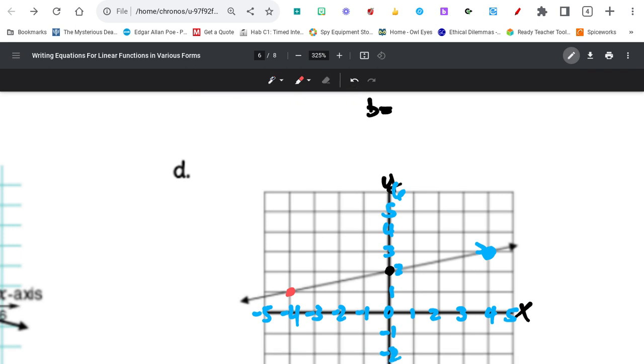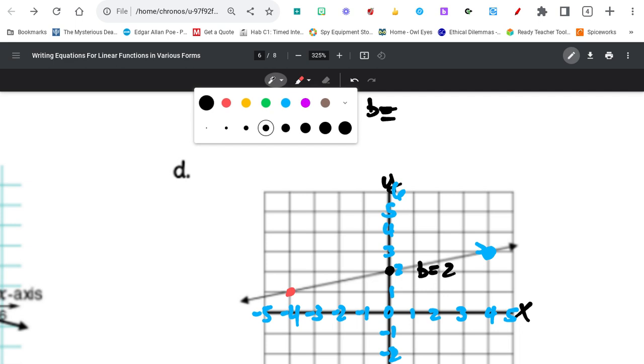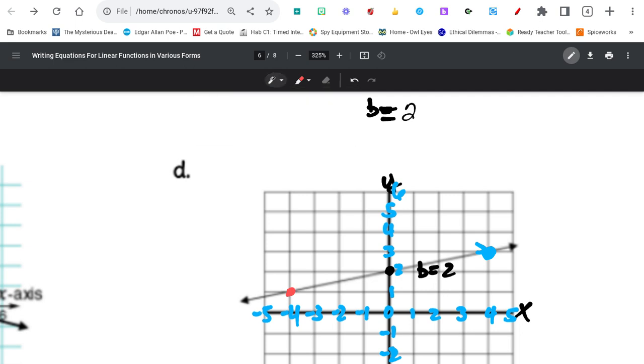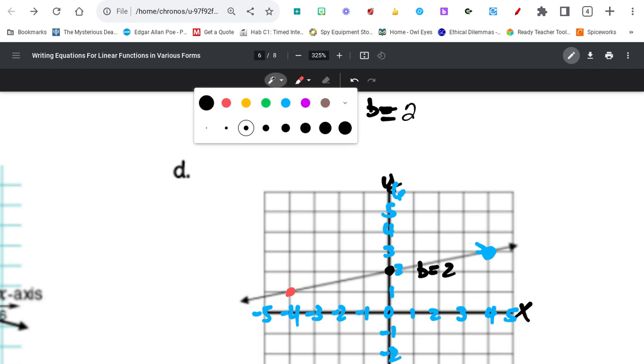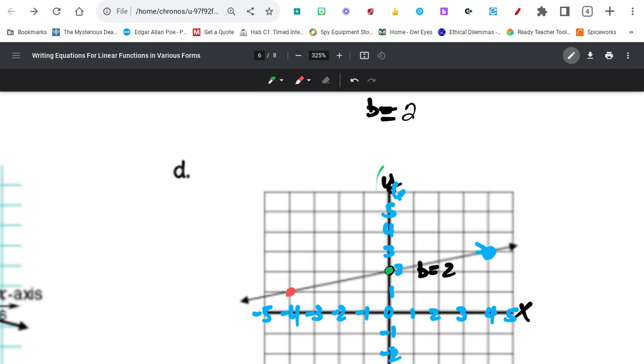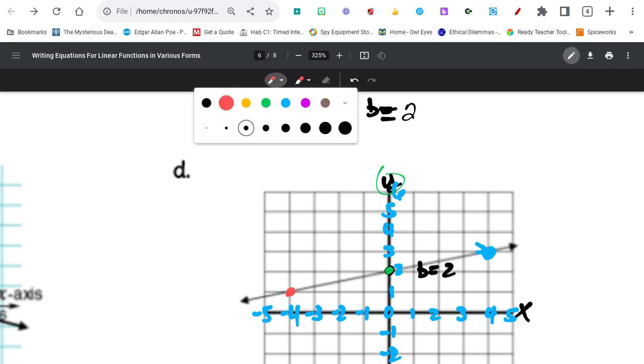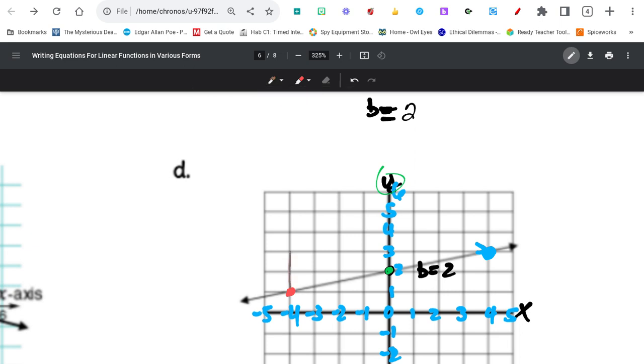B, which is your y-intercept or your initial value, is right here at 2. So I got B of 2. It's right here. Let me do it in green. That's where it touches the y-axis. And then I'm going to draw a right triangle. And I'll just go from here.